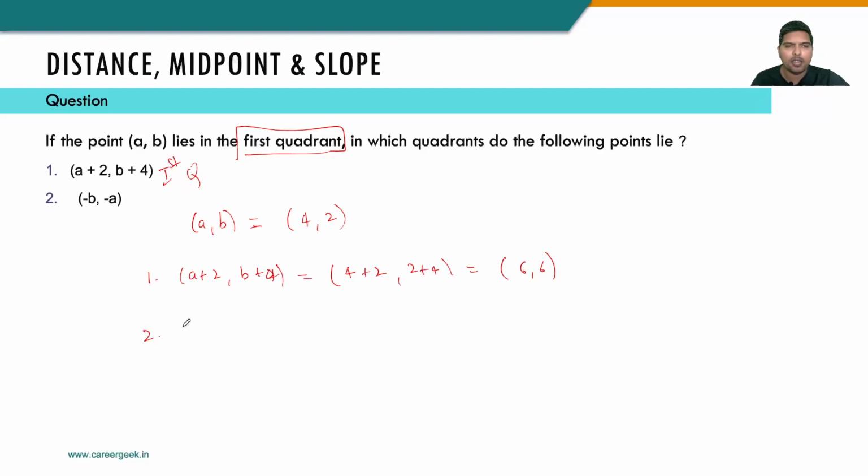Now similarly, let's see what is negative B and negative A. B is 2, so negative B is -2 and negative A is -4. So both are negative, they will be in third quadrant for sure. First quadrant both positive, third quadrant both negative. Okay, a simple substitution will get us the answer.